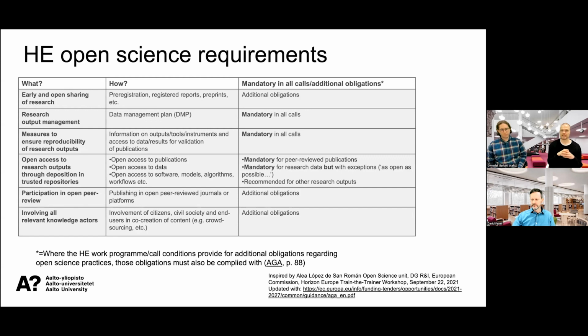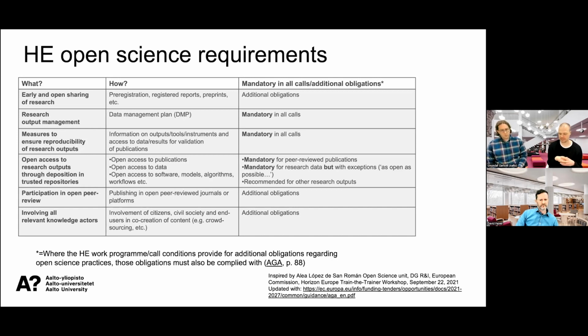To me, what first comes to mind with regards to the Horizon Europe open science requirements is that they're kind of the state of the art, and kind of a map. They're in the forefront of this movement, and we can see where open science practices are headed.